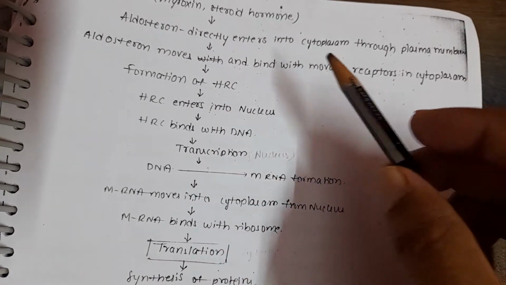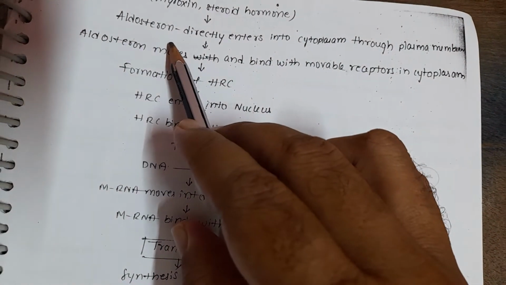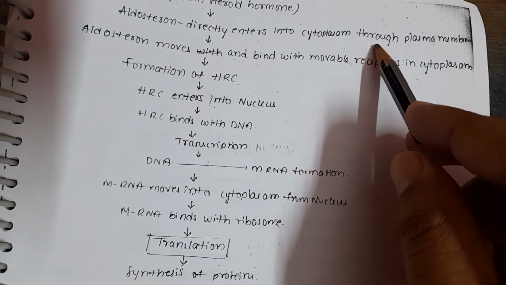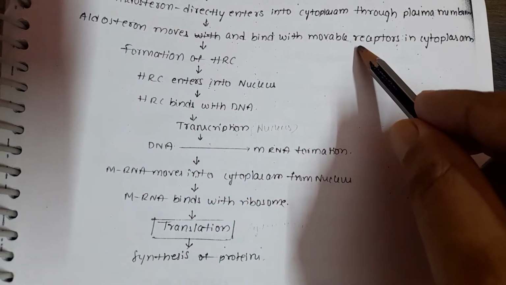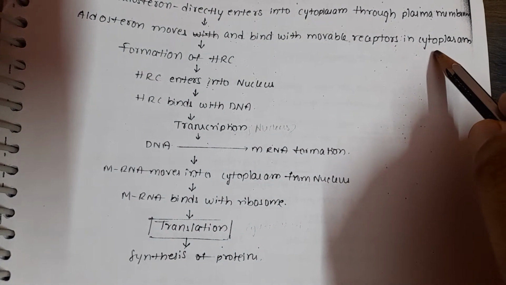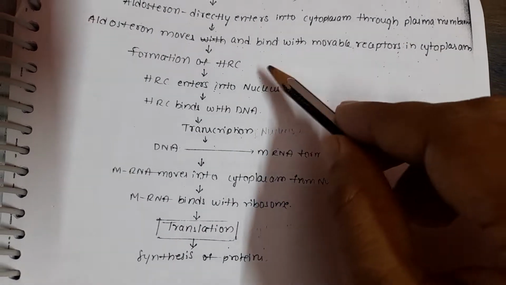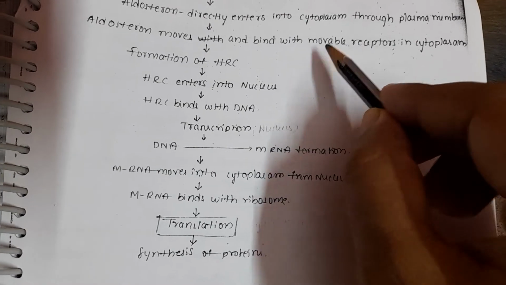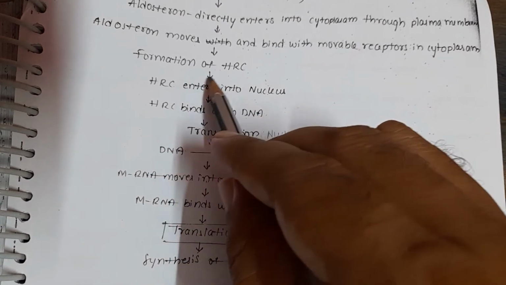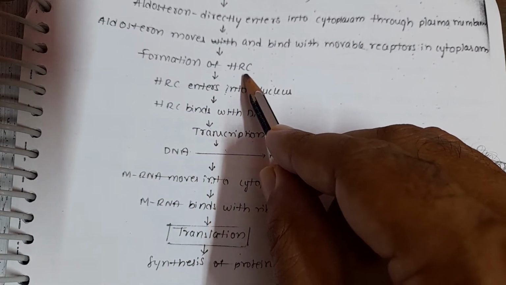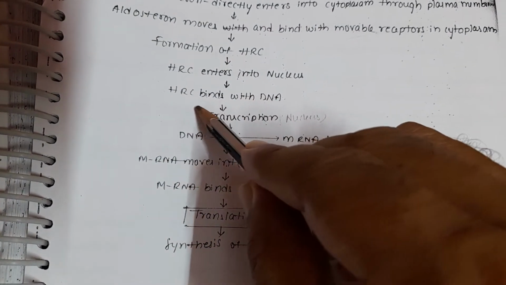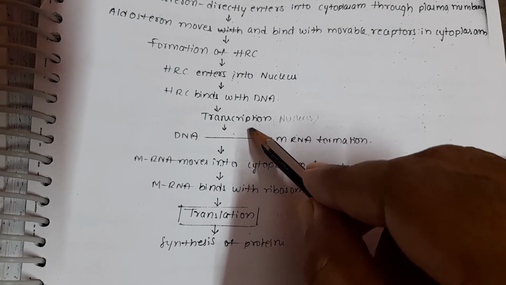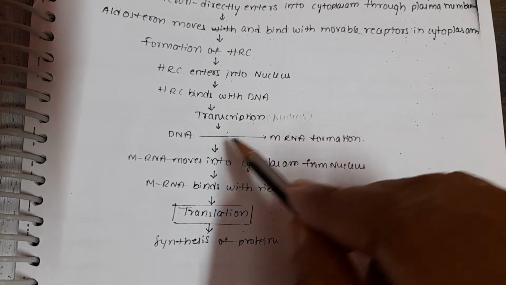Let us take one hormone here. Aldosterone directly enters the cytoplasm through the plasma membrane. Aldosterone moves and binds with the movable receptors in the cytoplasm, not bound receptors, and the hormone receptor complex, HRC, is formed. The hormone receptor complex enters into the nucleus. HRC binds with the DNA, and transcription takes place in the nucleus.